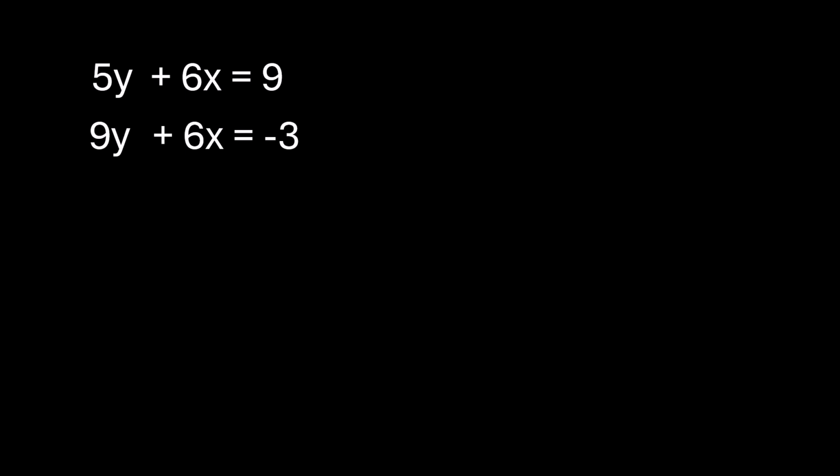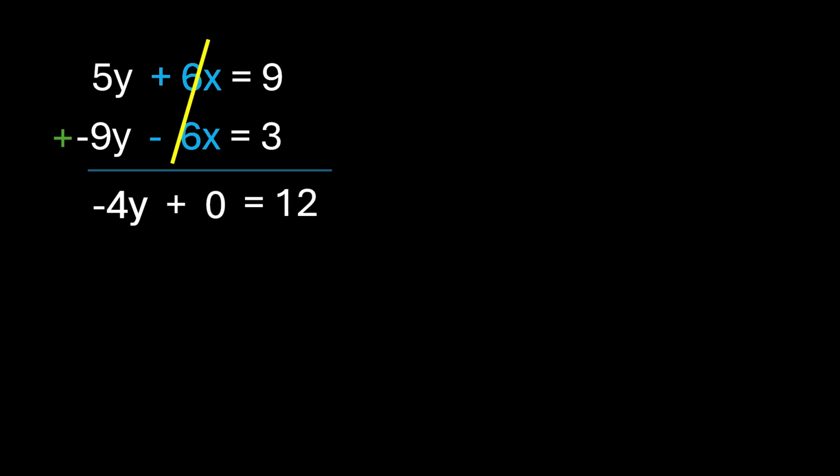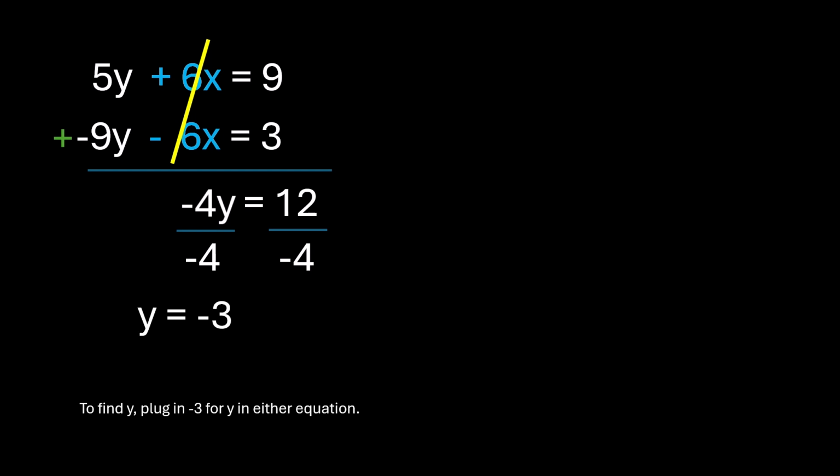Let's look at another example, fairly similar to the last one, except this time I have a positive 6 and a positive 6. In order for those to cancel out, I'm going to need to multiply one of the equations by -1. And when I multiply, I need to do it times each and everything. So that's going to end up giving me -4y plus 0 equals 12. I get -4y equals 12. Divide by -4. That gives me y is equal to -3.